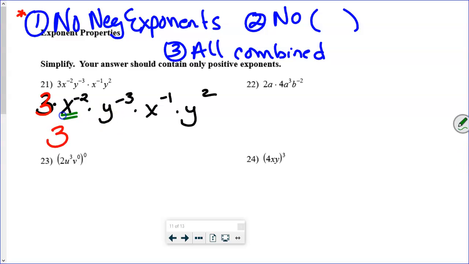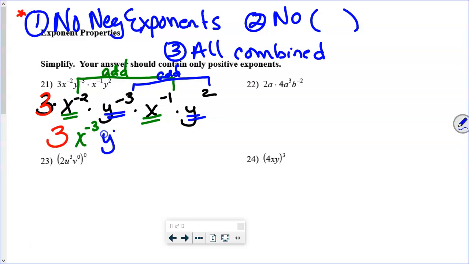But let's talk about how we can combine x to the negative first times x to the negative second. What do you do with your exponents here? Combine how? Add them together. Very good. So this becomes x to the -3. Now we're going to do something similar, same property here with the y's. You've got to add those together, and you get y to the -1st.